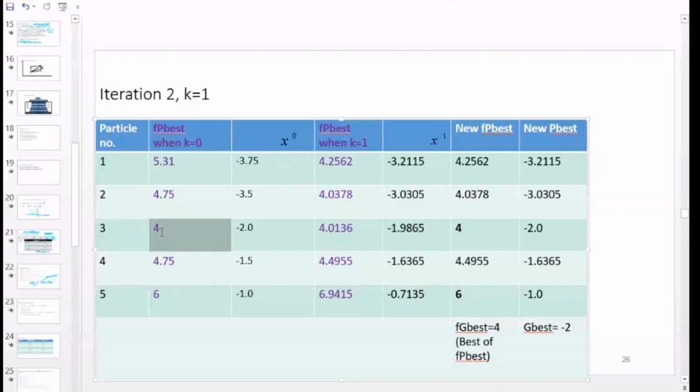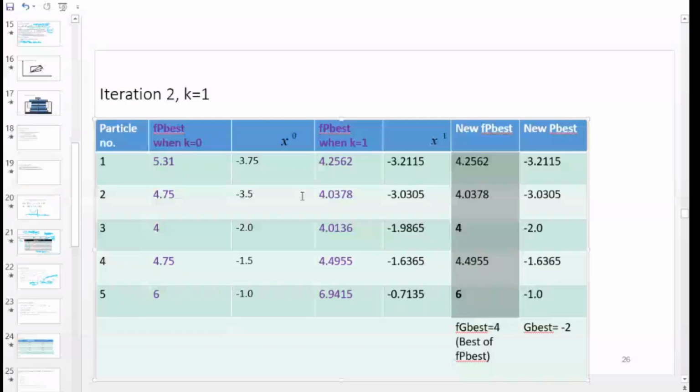Remember this. For the fourth particle, again this one is better. So corresponding to this is the personal best. And for the fifth particle, again this one is better. So minus 1 will be considered as the p-best for that particle, right? So for the third and fifth particle, the personal best is changed, right? Okay, so now we have obtained the best functional values at the end of the first iteration.